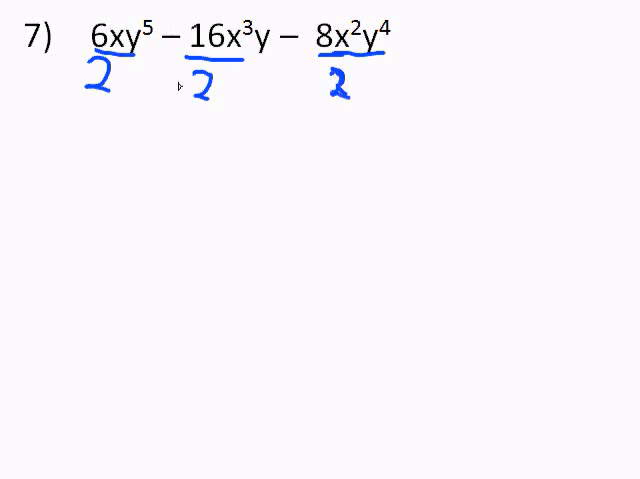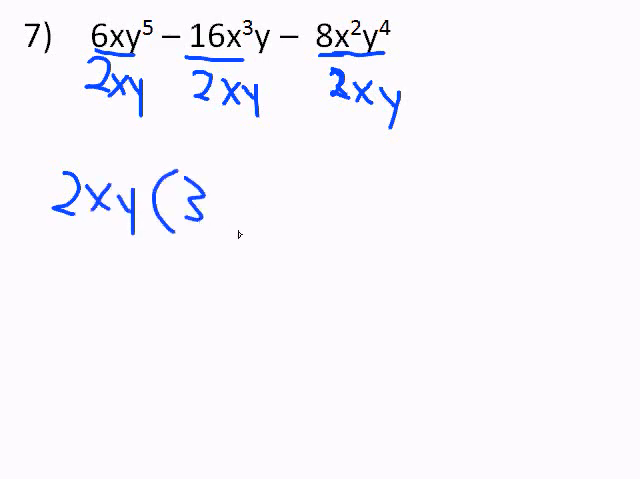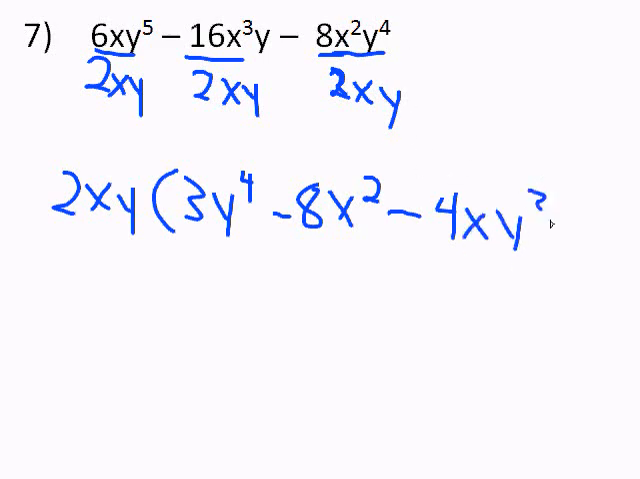You also notice they have at least an x in common and at least a y in common. So we get 2xy, and beside the parentheses, 6 over 2 is 3, x over x cancels, we get y to the fourth left over, minus 16 over 2 is 8, x to the third over x gives me x squared, y over y cancels out, minus 8 over 2 is 4, x squared over x gives me x, y to the fourth over y gives me y to the third. So this should be our final answer.